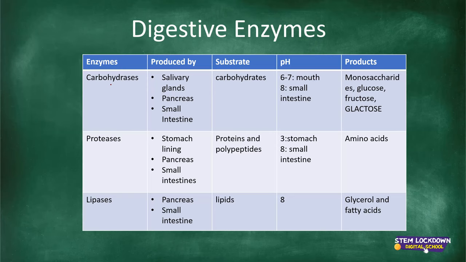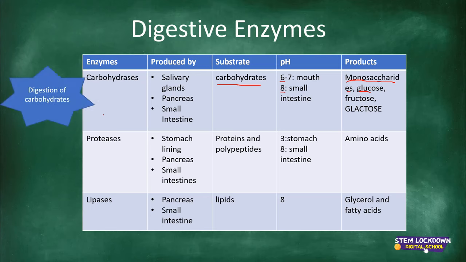Carbohydrases are produced by salivary glands. Remember the amylase, which is released while you're chewing your food, while you're chewing a food that has carbohydrates, all right? It is also produced by your pancreas and your small intestine. So the substrate for carbohydrases is carbohydrates or starch, okay? And that is the pH at which it functions. And the products of carbohydrases are your monosaccharides, right? Important to note, glucose, fructose, galactose. So basically your small sugars, right? So that is how carbohydrates are digested.